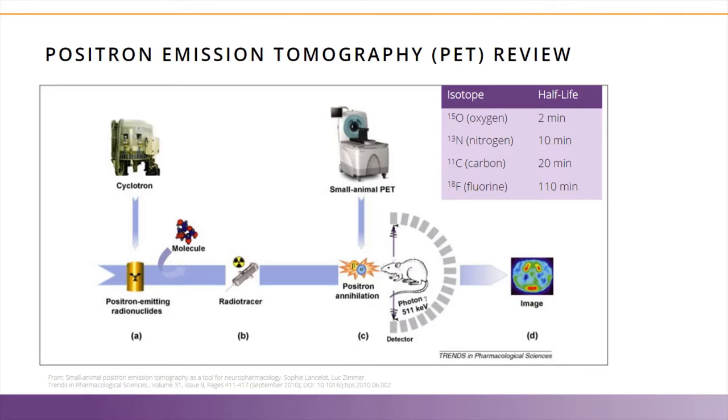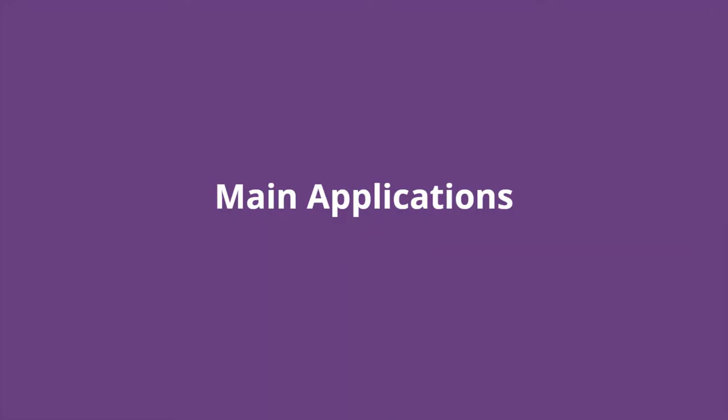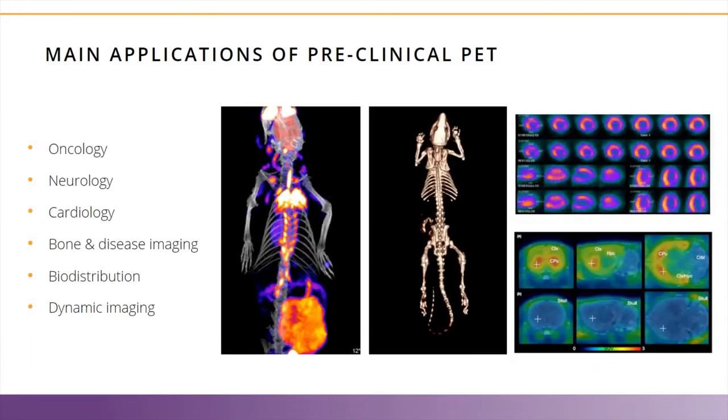This is where a quick anatomical CT scan following the PET acquisition can help to provide some context for the PET signal. These images are co-registered and can provide the researcher with a tremendous amount of information about a specific target of interest. Let's look quickly at a few of the main applications where PET is used.